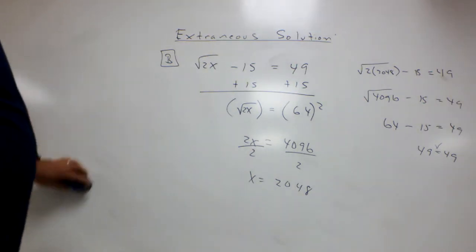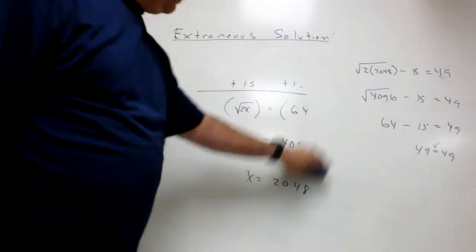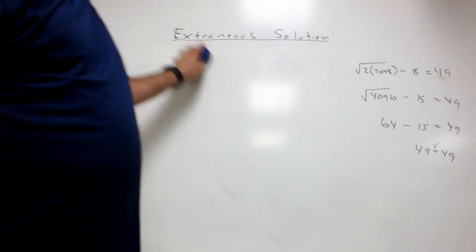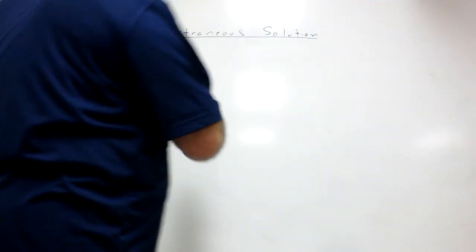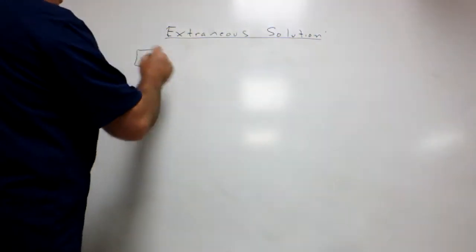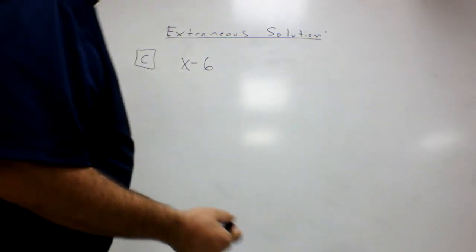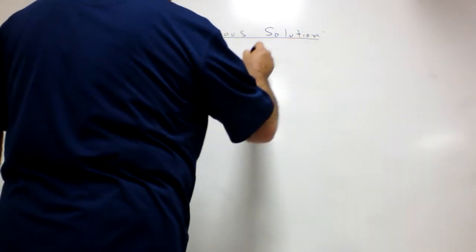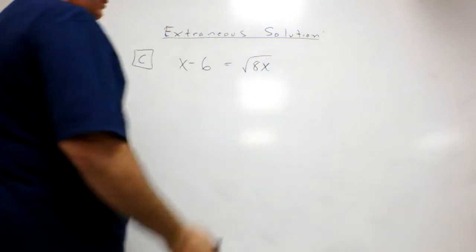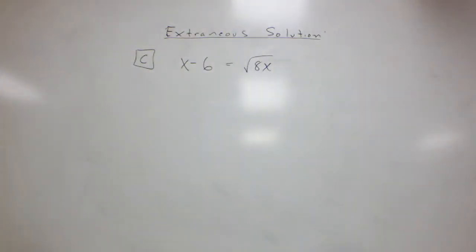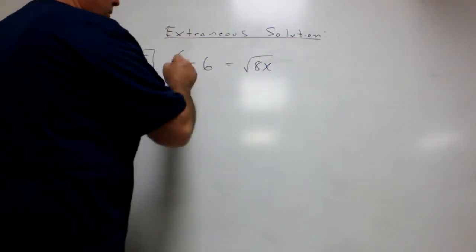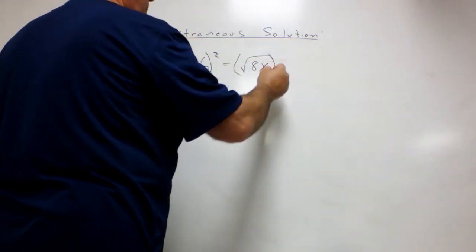Okay. So let's try another one. And in the next one, we get x minus 6 equals the square root of 8x. Okay. What we want to do is square both sides to solve.